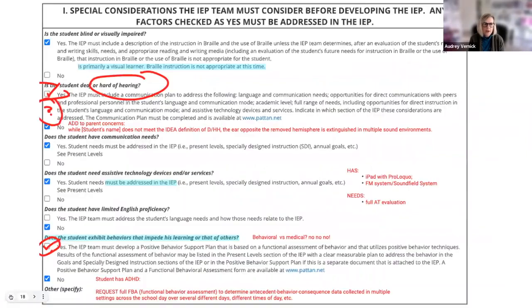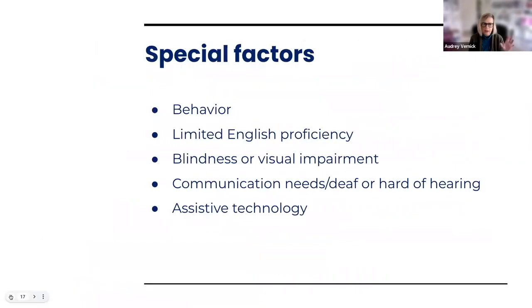The special factors page is where they look at these five areas: behavior, whether or not English is your second language, blindness or visual impairment, communication needs for the deaf or hard of hearing, and assistive technology. I'm not sure I really articulated this. When we talked before, I mentioned the parent concerns letter and how important it is, because once your parent concerns are in the IEP, they have to be addressed somewhere in the IEP. Everything in the IEP that is stated as a concern or a need has to be addressed somewhere.